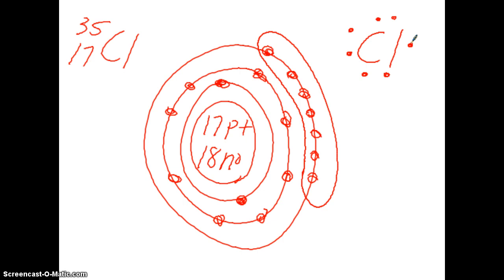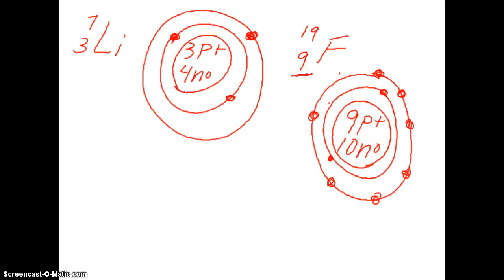7 valence electrons. And going back to lithium, we could do those. Lithium would have just 1 dot. It has 1 valence electron. And fluorine, we spaced those out earlier. We have all these, still 7. Fluorine would have 7 valence electrons. So 1, 2, 3, 4, 5, 6, 7.